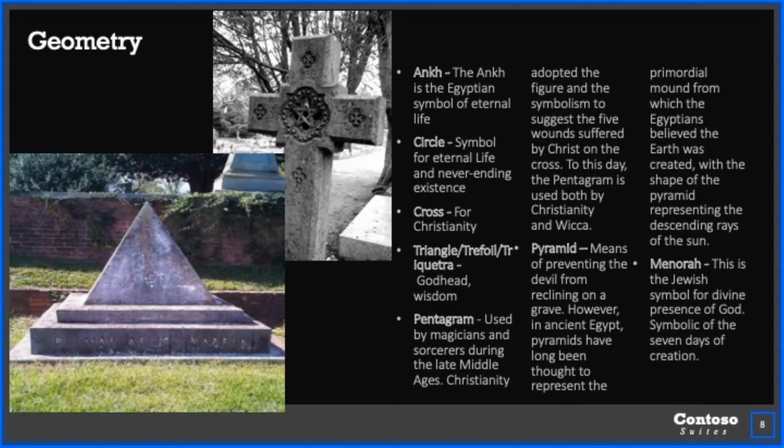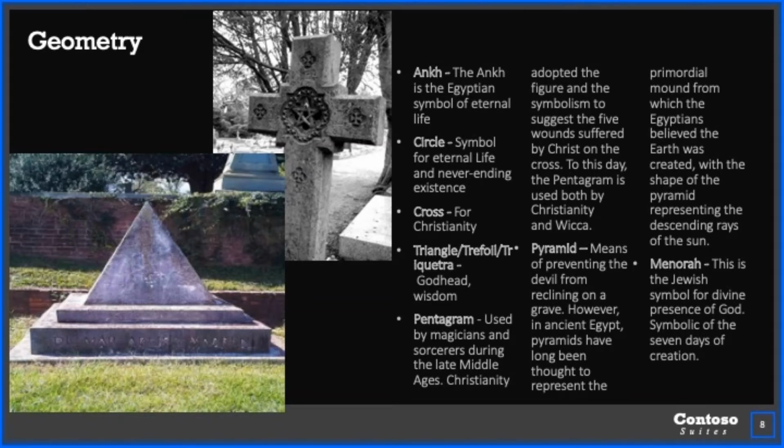Okay, now there's geometry that you can find on your gravestones. Of course, there's circle for never-ending life. Some really interesting ones that I found were a pyramid. So if your headstone is in the shape of a pyramid, it used to be believed that this was to prevent the devil from reclining on your grave. You would think if he's that determined to recline on a grave, maybe a pyramid wouldn't stop him, but I can see it's not a very comfortable seat.